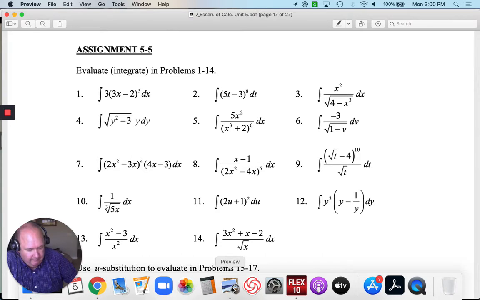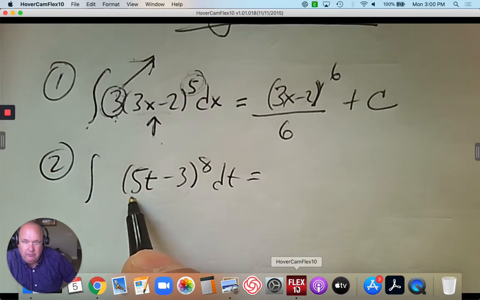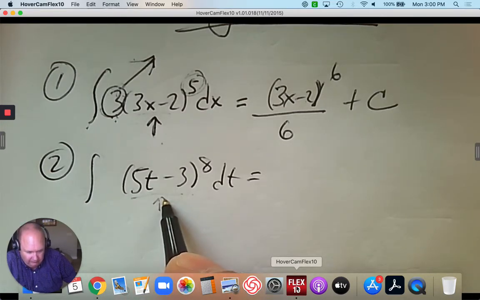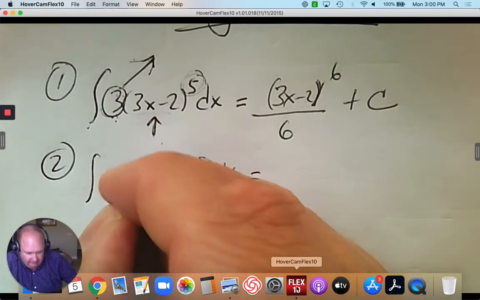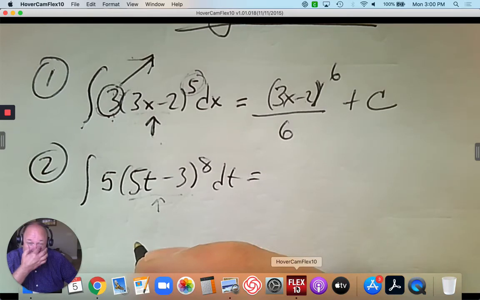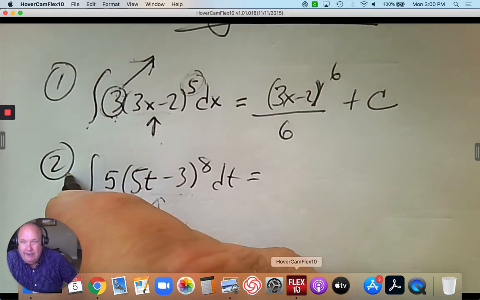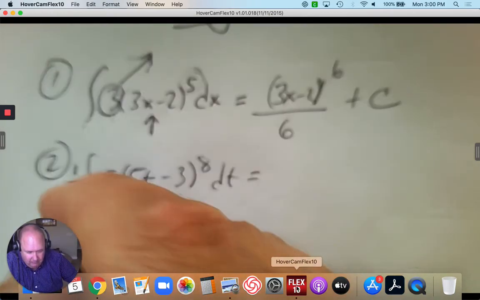Integrate 5t, subtract 3 to the 8. So let's start. I want to know what the hook would be here if I took the derivative. So what's the derivative of the base? So the derivative of 5t subtract 3 is 5. Now there wasn't a 5 there before. So what I do is I undo the hook outside. So what was the number before and divide it by what it became.